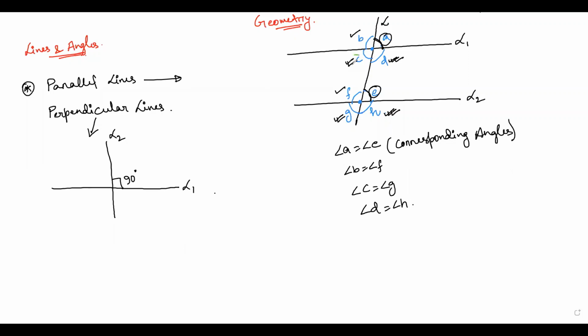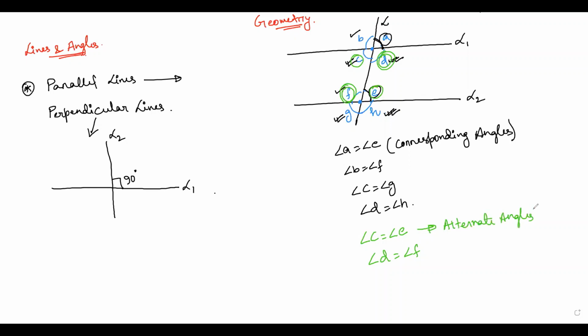Also, angle C and angle E would be equal, and angle D and angle F will also be equal. And these angles are said to be alternate angles. So angle C would be equal to angle E, and angle D would be equal to angle F, and these are alternate angles.